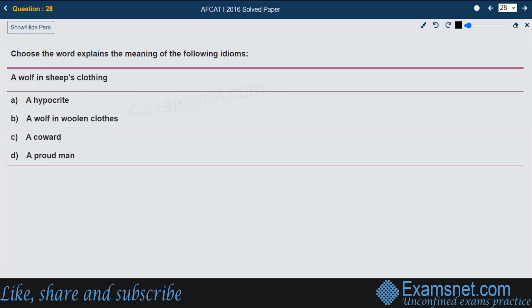Next, explain the meaning of the following idiom. A wolf in sheep's clothing. A wolf in sheep's clothing means if there is a pile of sheep and there is a wolf there wearing the sheep's clothing. That is the literal meaning, but it is a phrase, so it has an indirect meaning also. And the right answer is to be a hypocrite. A hypocrite is a person who has got double standards and double opinions on the same thing. That is the real meaning of wolf in sheep's clothing.